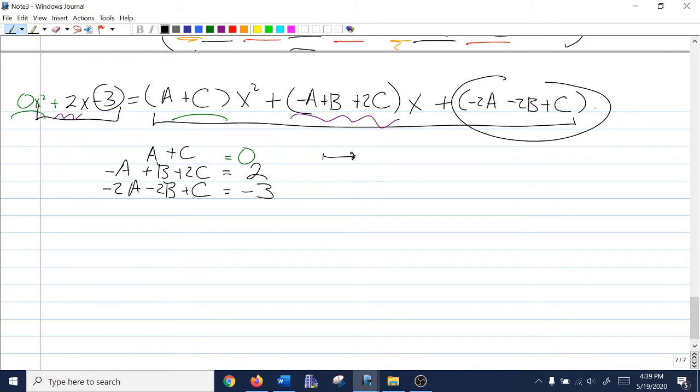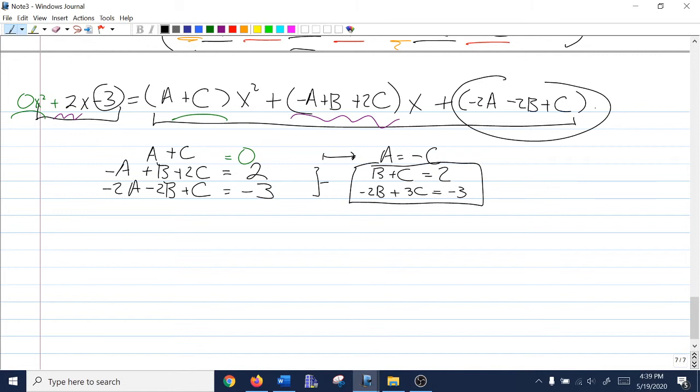It's really nice when there's a 0 because I can just say a is negative c. Now I can get rid of all the a's. Now these two lines become a is negative c, so that's minus c plus b plus 2c. That's b plus 2c minus c, which is b plus c equals 2. This negative 2a becomes positive 2c, so that third line is negative 2a, negative 2b plus c, and another 2c will be 3c equals negative 3. So we've turned 3 equations, 3 variables into 2 equations, 2 variables.